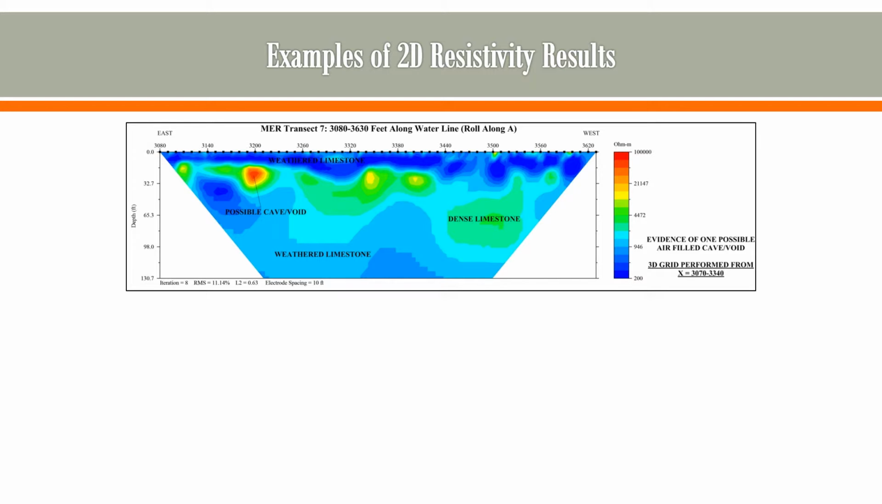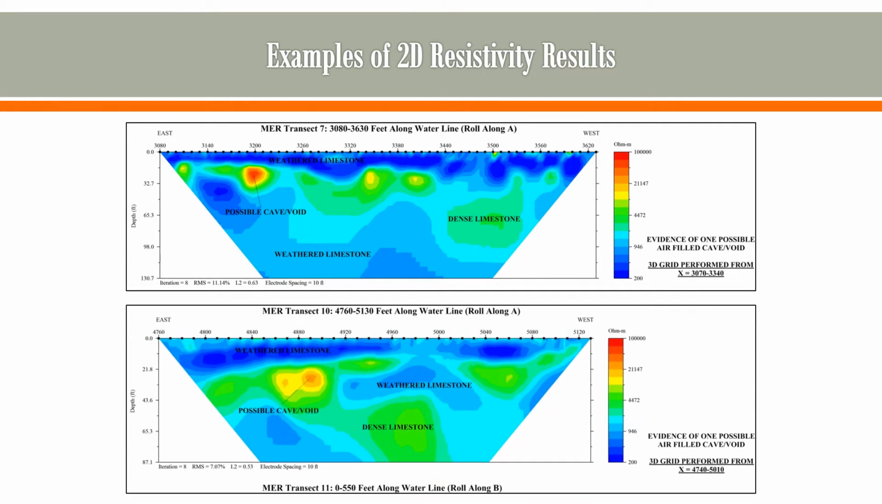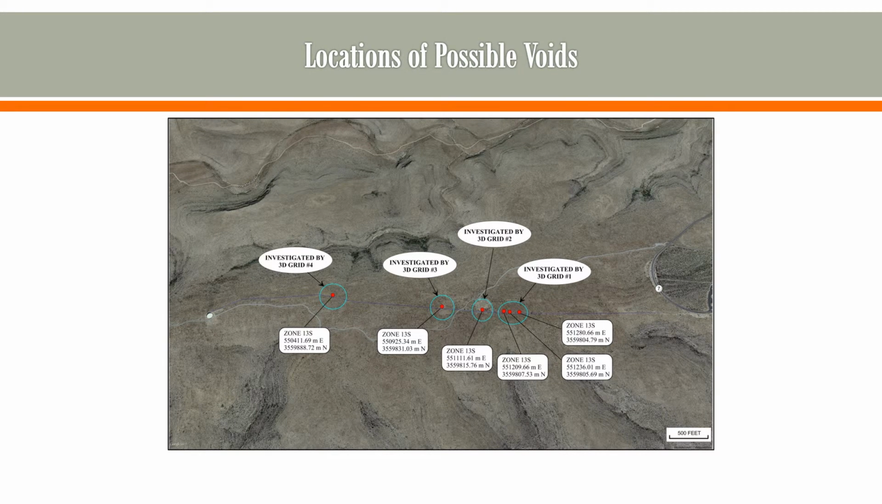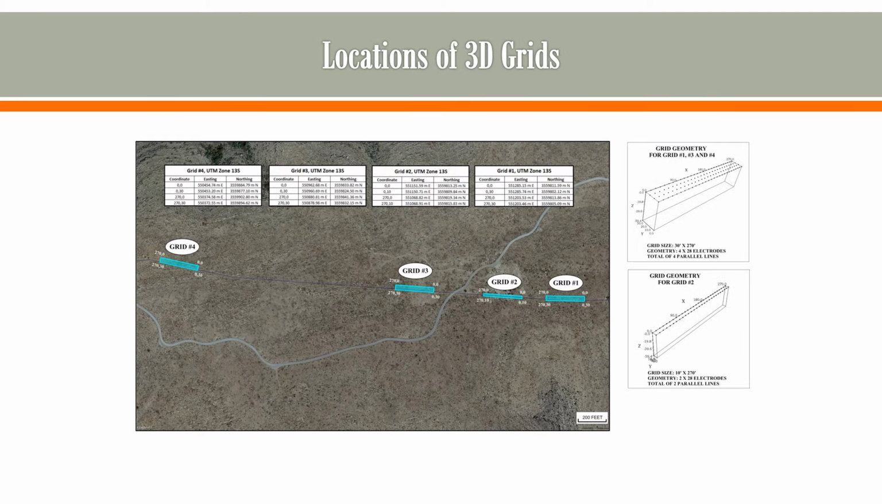This is a location where we thought we had a potential void. Here's another example here where we thought that we may have had an air-filled void. These locations were marked in the field, and then we went back and investigated each of them with three-dimensional resistivity analysis.